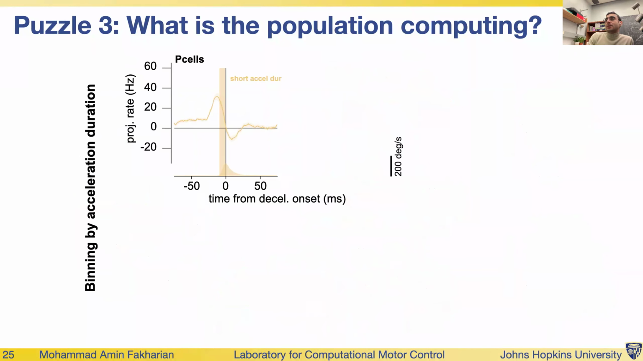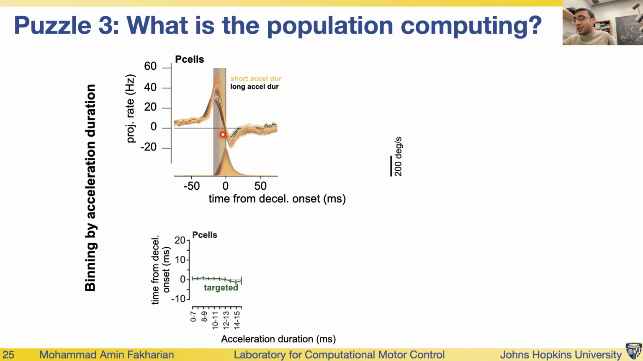So in order to further explore this effect, we bin the saccade times by their acceleration duration. And why acceleration duration? Because the saccade starts and the deceleration is going to happen sometime in the future, and this duration is the acceleration duration. So for short acceleration duration, we see the zero crossing in the Purkinje cells, but for almost double this duration, although the initiation of the activity of the population of the Purkinje cells starts earlier, the zero crossing still happens at the deceleration onset.